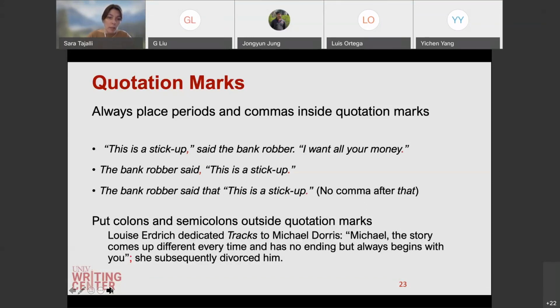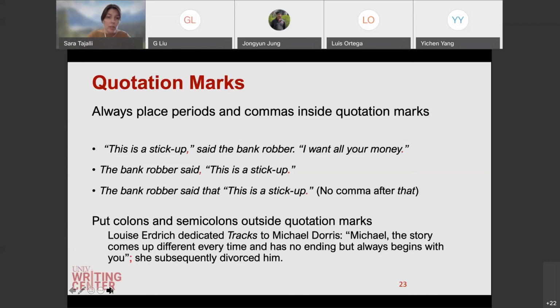You see in the next one, the bank robber said, comma, this is a stick up, but the period is in the quotation marks as well. So generally periods and commas go inside the quotation marks, but colons and semicolons go outside the quotation marks unless it's within the text itself. So if there's a semicolon in the quoted text, you're going to leave those within the quotation marks. But here, the semicolon is used to introduce a new independent clause, so it's going to go outside the quotation marks.